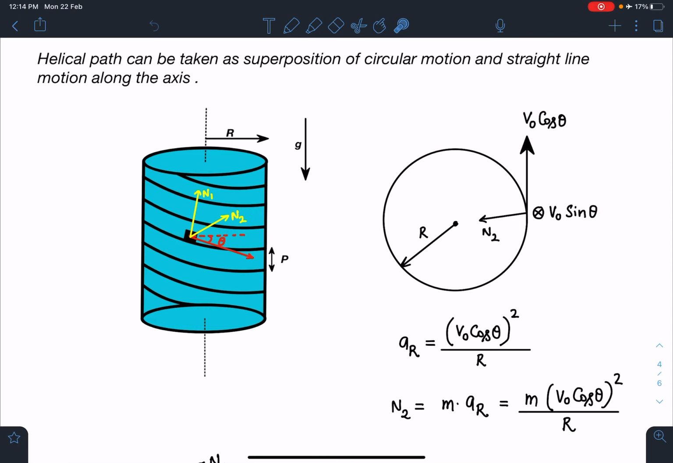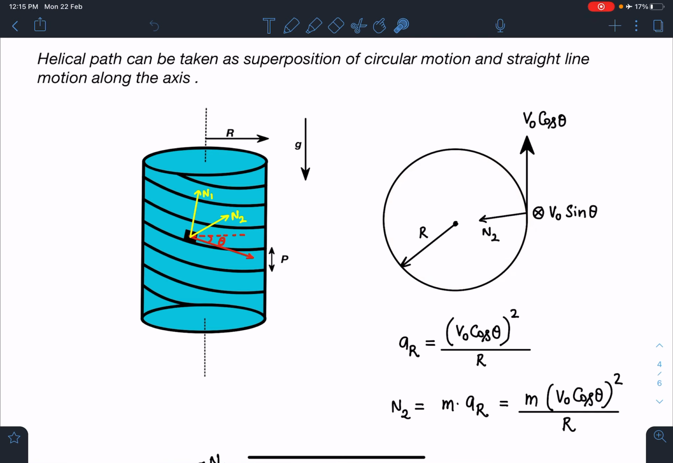So velocity v naught cos theta is going to be along the tangent to this circle, which I have drawn here, and v naught sin theta is going to be vertically down. So from the top view it will appear as if it is going into the plane. This n2 is acting towards the axis of the helix, or from the top view you will see this n towards the center of this circle. All right. So it's very easy to predict that this particle is moving in this circle, at this instant with a velocity of v naught cos theta.